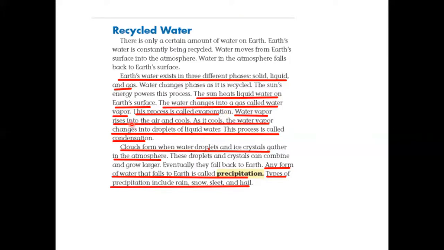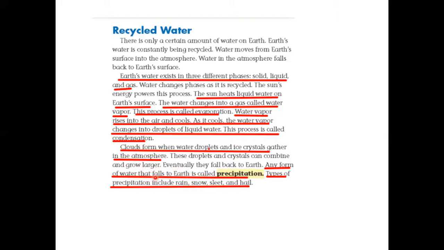Now, what happens to the water vapor? Water vapor rises into the air and cools. As it cools, the water vapor changes into droplets of liquid water. What do we call this process? Who can tell me? Condensation. Excellent. Now, clouds form when water droplets and ice crystals gather in the atmosphere. These droplets and crystals can combine and grow larger.